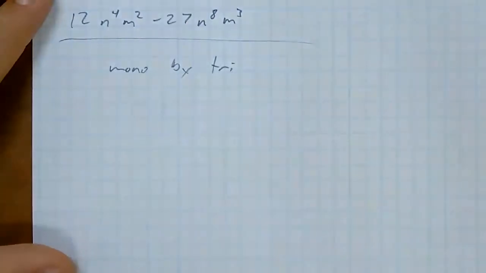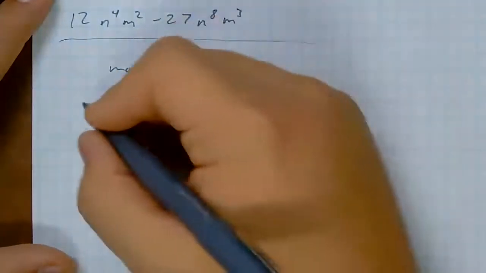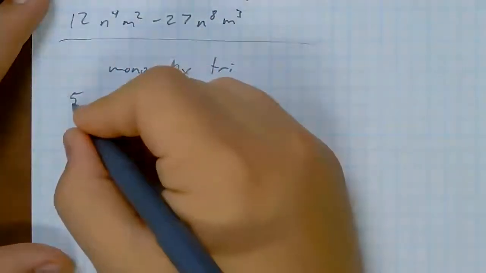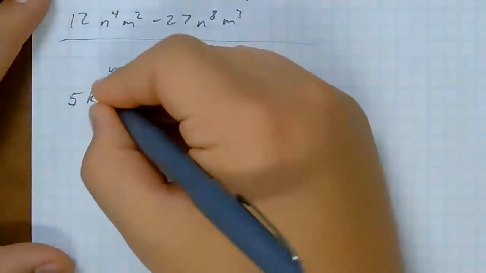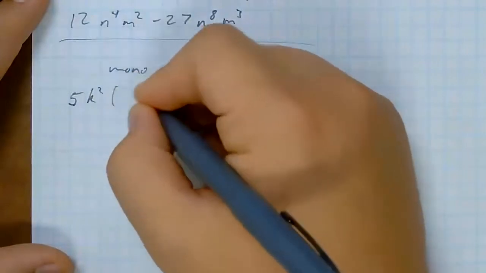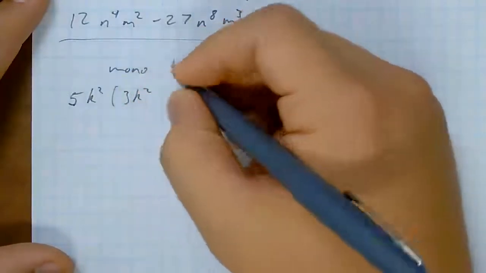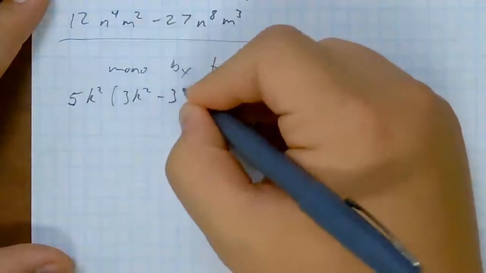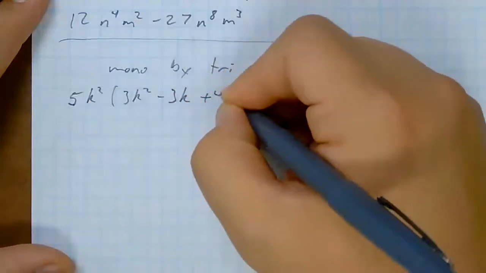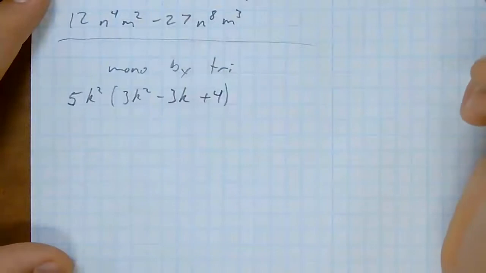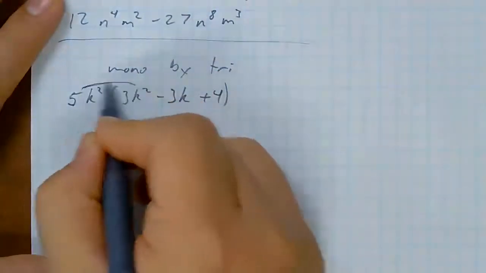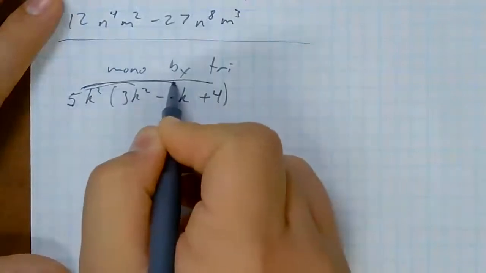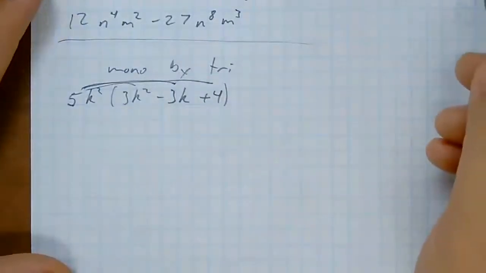This next example, we'll just deal with one variable for now, where we have, excuse the bell, 5k squared times 3k squared minus 3k plus 4. As you might imagine, we're still multiplying, distributing to the 3 terms.